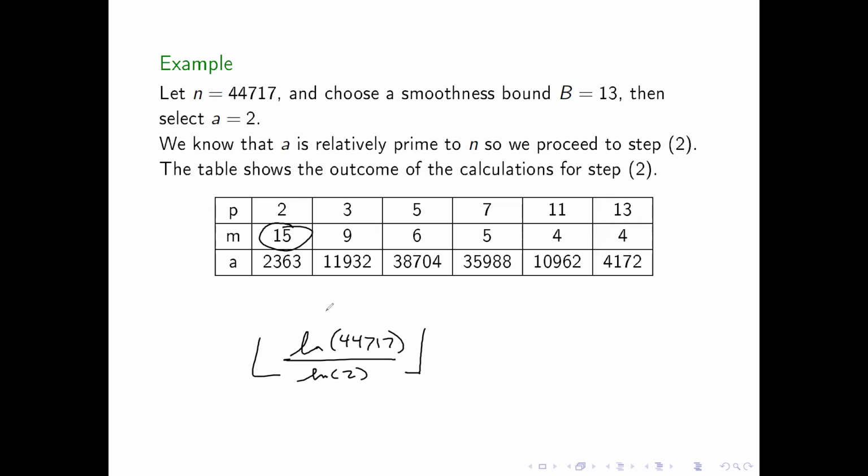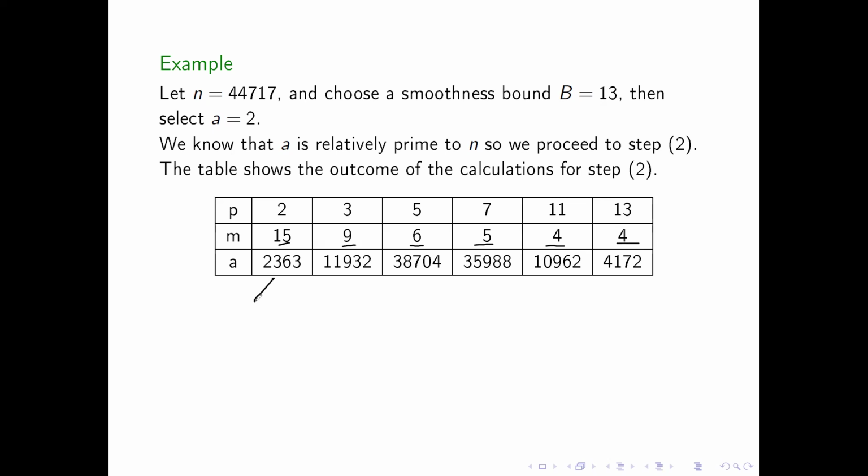You can check my calculations on this. For the second one, I would just replace the 2 with a 3, and then replace the 3 with a 5, and so forth. So that is all my p's and my m's. Okay, so in step 1, I chose a is 2 and B is 13. I wrote down all the p values. Then I can just take a minute and quickly calculate all these m values. It's just a straight calculation. It's really easy to do.